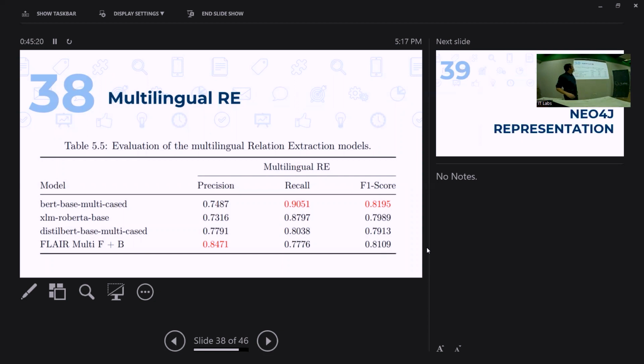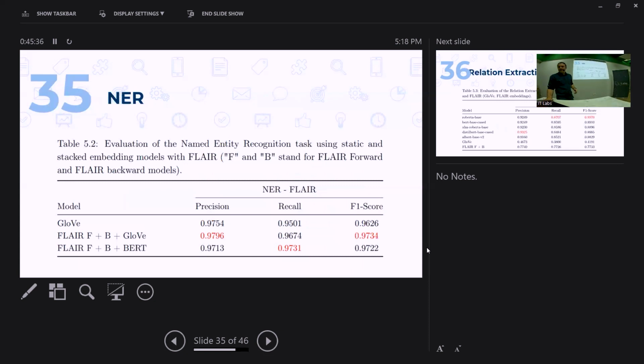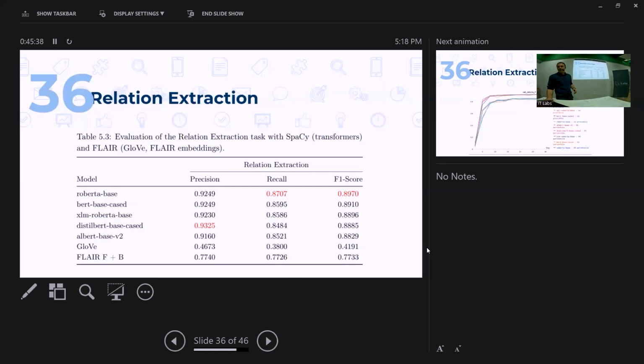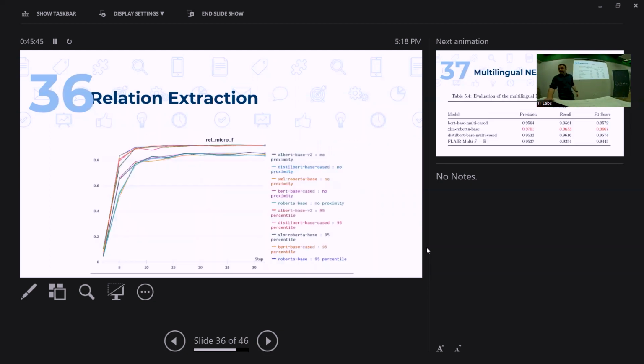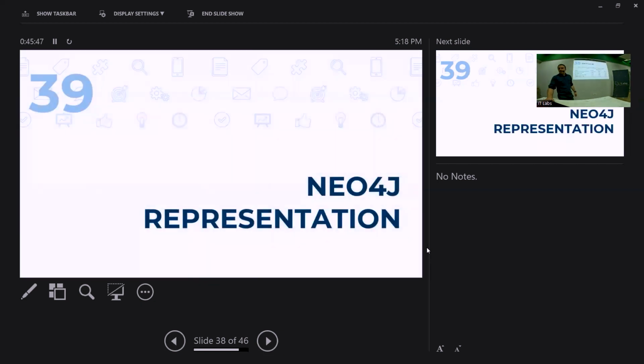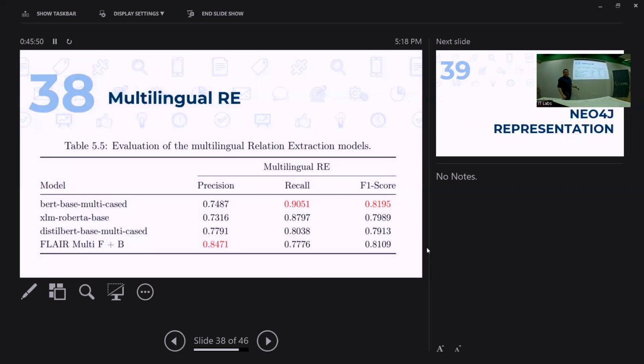BERT shows better results here, but not by far. It was surprising for us that FLAIR multilingual, if you can notice in the English in the previous slide, FLAIR forward and backward was not so comparable to RoBERTa, but when you go to multilingual, it shows quite good results. I mean, comparable to RoBERTa.